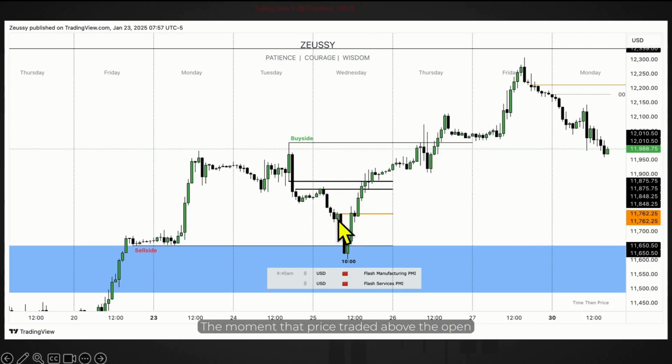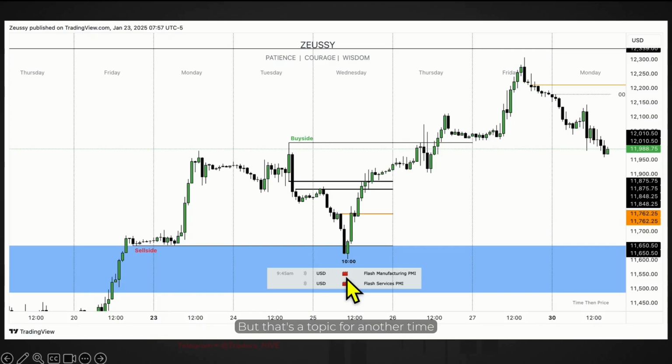The moment that price traded above the open of this sequence of down close candles, it's a change in the state of delivery, and this is already a potential buying opportunity. Is it possible to go long inside the smart money reversal? Yes, it would be possible to go long inside the smart money reversal with a wide enough stop loss, which would allow for the market to trade deeper into the daily imbalance.